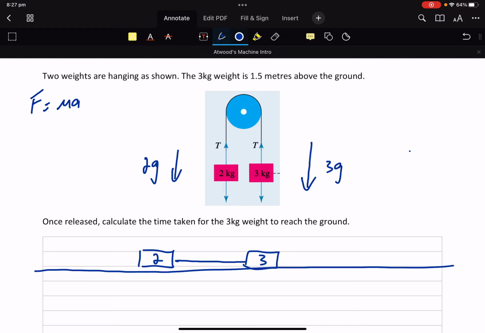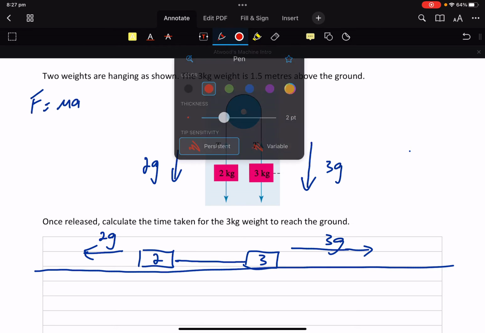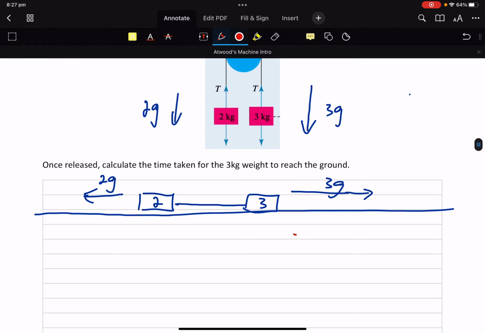Once we've got it on a flat plane, we sort of need to say that the 2g is acting to the left and the 3g, force of 3g newtons, is acting to the right. Hopefully you just get that there's a resultant force there of 1g acting to the right. That would be 1g, 9.8 newtons acting to the right. That net force is acting on the system as a whole.